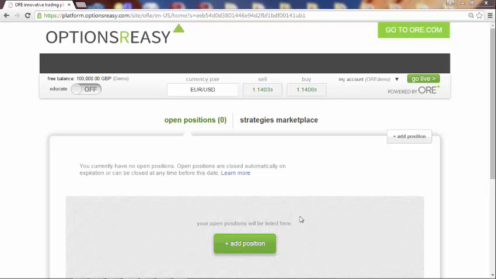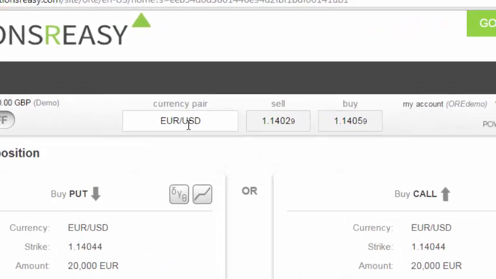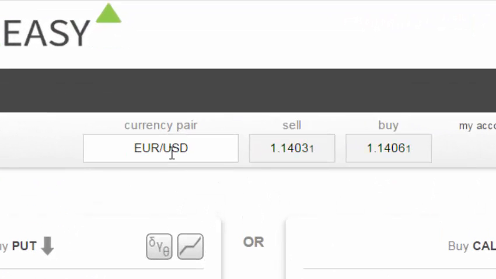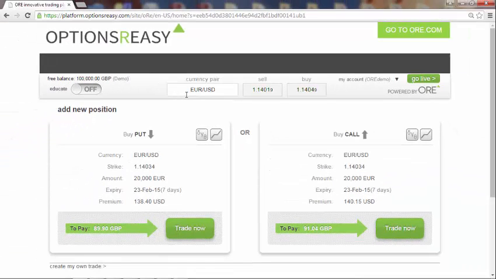The platform has logged this information, and when you go to Add a Position, it takes you to the new mode of trading. The new mode is very simple. At the top, you can monitor the current market rate of the pair that you want to trade. And underneath, you have 2 option trade tickets.